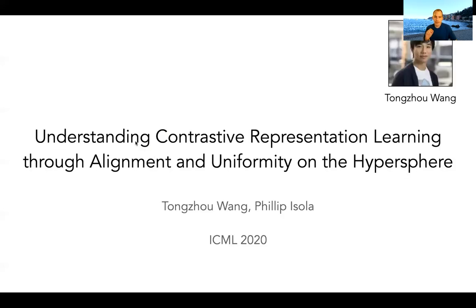Okay, the last explanation I'm going to give is an explanation from geometry. And this is work that was led by Tongzhou Wang on understanding contrastive representation learning through alignment and uniformity on the hypersphere.